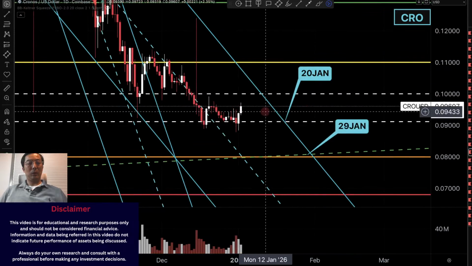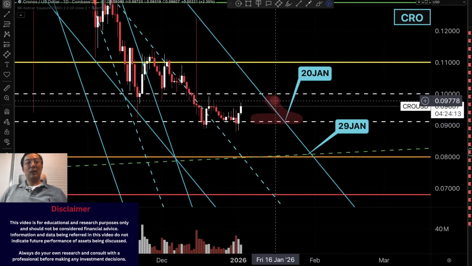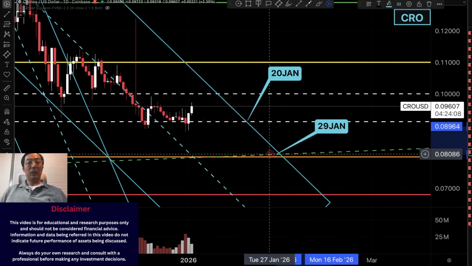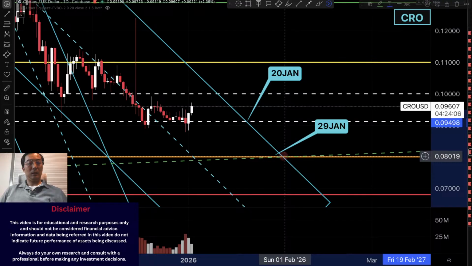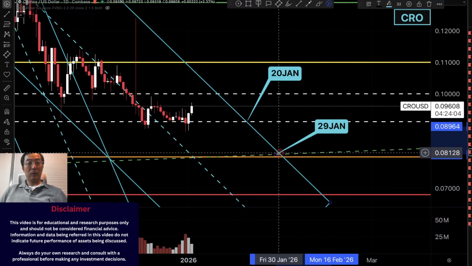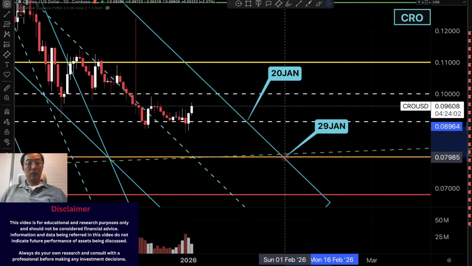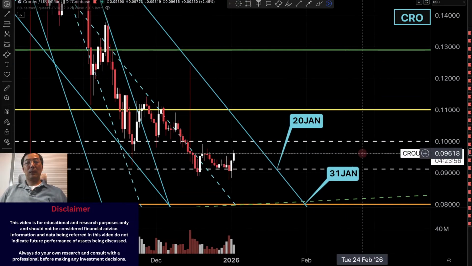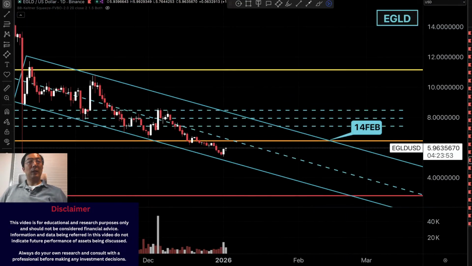Before the 20th, we'll get a first chance to see whether the trend is going to finish. If it doesn't, we have to wait till the end of the month. Alright? I don't want to move that dashed line. That's pointing towards somewhere the 31st of Jan. Okay? Next, we've got EGLD.